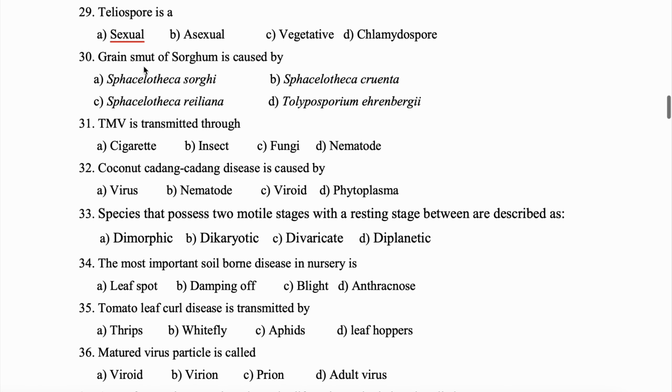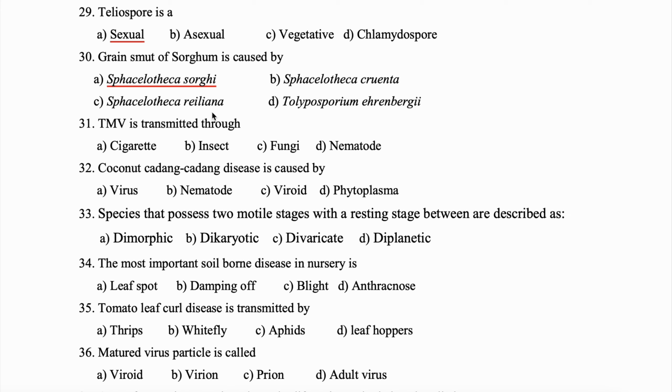Question 30. Grain smut of sorghum is caused by Sphaerotheca sorgi. You know, all the options A, B, C, D are smuts of sorghum. In sorghum, we have 4 different types of smut, and all 4 are very important. But the question here asked is grain smut. So the causal organism is Sphaerotheca sorgi. If we talk about option B, that is Sphaerotheca cruenta, so what will it be? It is loose smut of sorghum.